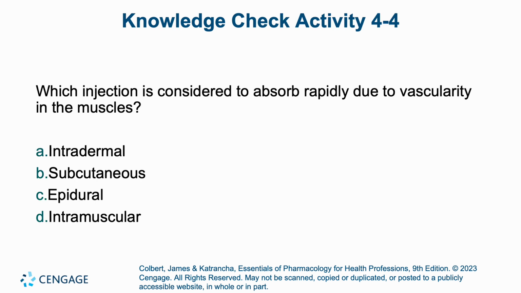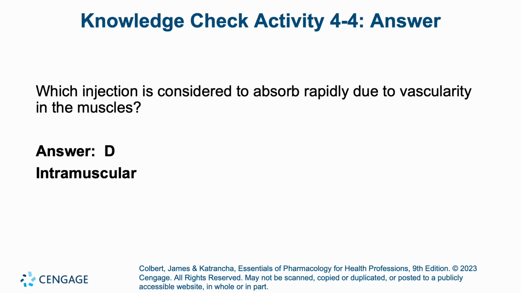Knowledge check. Which injection is considered to absorb rapidly due to vascularity in the muscles? A. Intradermal, B. Subcutaneous, C. Epidural, D. Intramuscular. Kind of gave this one away with the phrase vascularity of the muscles. Your answer is D. Intramuscular.